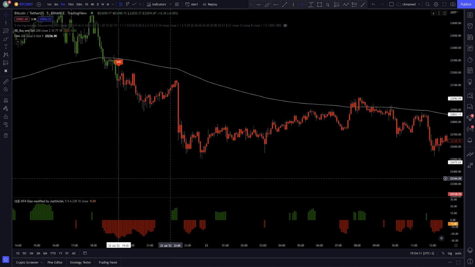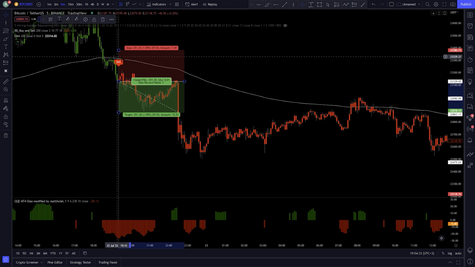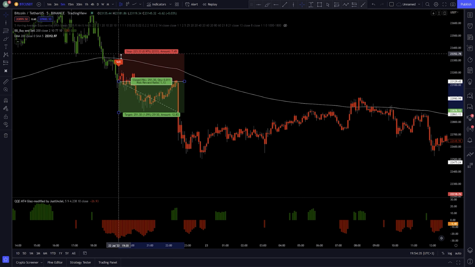And now let's move on to the short condition. For a short signal to be valid, the price must be below the 200 EMA. On a sell signal, a red histogram, we can take a short position. Our stop loss must be above the recent higher high, and the risk to reward ratio will be 2.